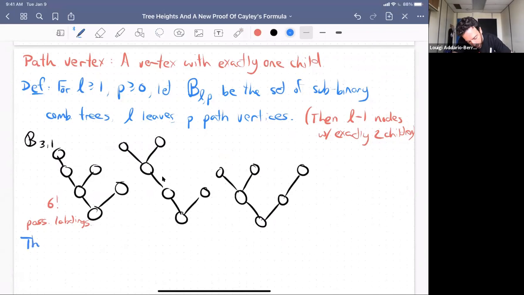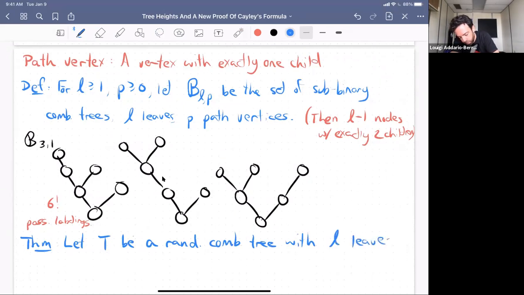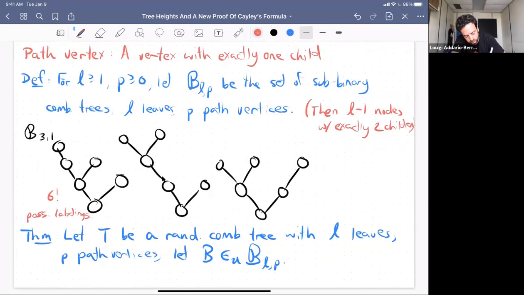Our second theorem, also with Sürte-Donderwinkel, says that if T is any random combinatorial tree with L leaves and P path vertices, then I can compare its height to a uniformly random sub-binary tree B with L leaves and P path vertices, and there's a stochastic relation. The height of T is stochastically at most the height of B. This says that among all trees with a given number of leaves and a given number of path vertices, the sub-binary ones are the tallest.